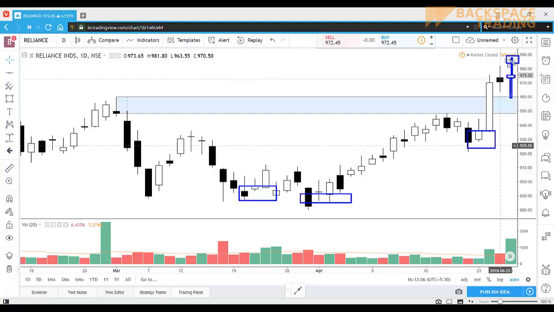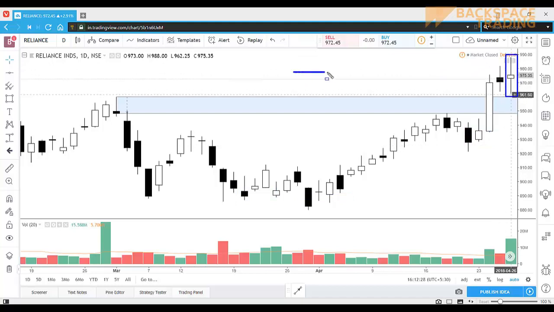Now let me split this doji halfway. This is the halfway. This is the doji's body. This is the doji's wick at the bottom, right? What type of candle is this? What do you say? Don't you think it is a hammer, right?